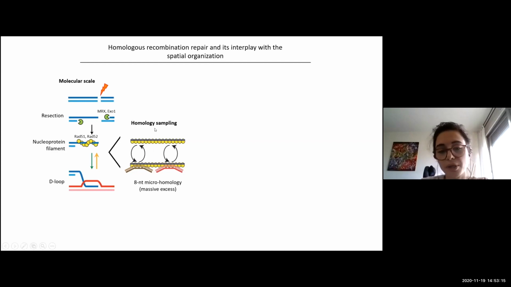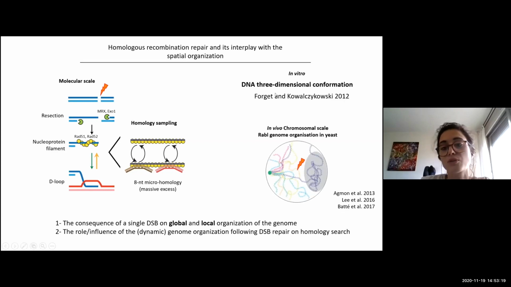So in this project, we're mainly focusing on the homology search process. What we know is that in vitro, it is influenced by the 3D conformation of the DNA. And in yeast, in vivo, it is influenced by the global genome organization. However, how is the spatial organization of the chromatin influencing homology search? And how the global genome organization is influenced in the presence of a damage is not well known. So we asked the two following questions.